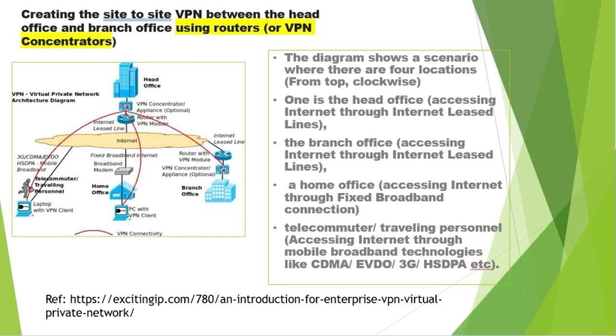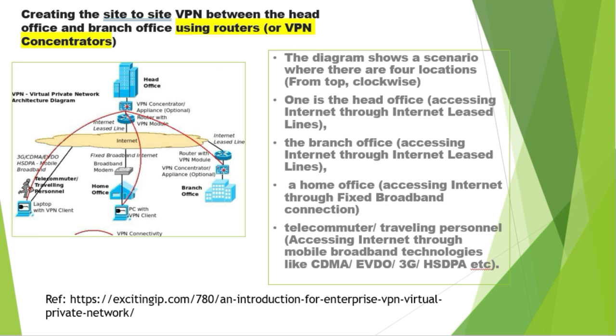So this is an example topology showing the use case of a virtual private network with an architecture diagram. It shows a scenario where there are 4 locations: the head office, the branch office, the home office, and also the telecommuter. The head office is accessing the internet through a leased line, which means you pay the ISP to get a private line. You do not share the internet with any other subscriber.